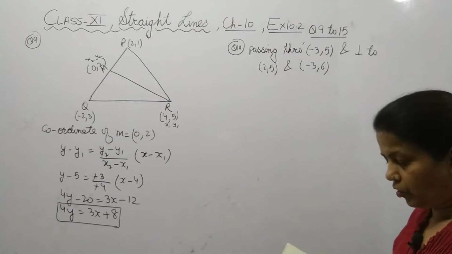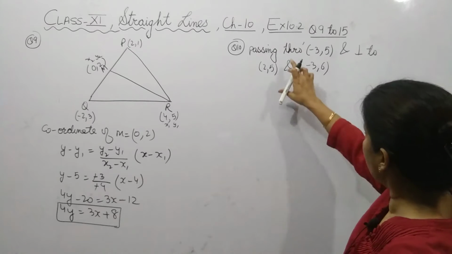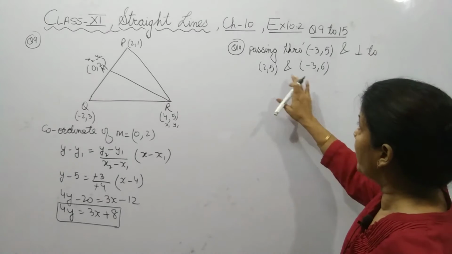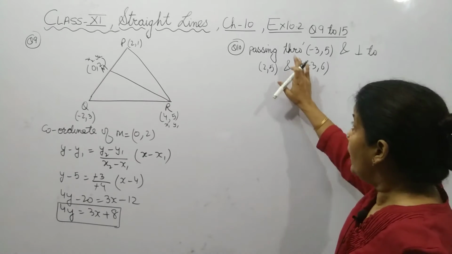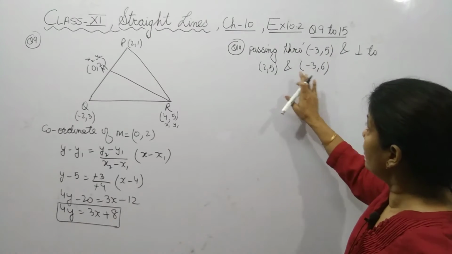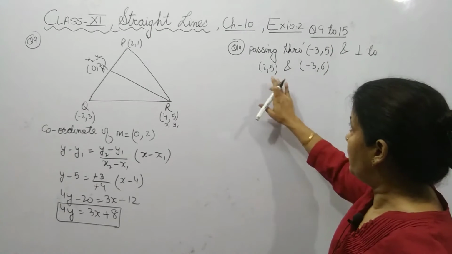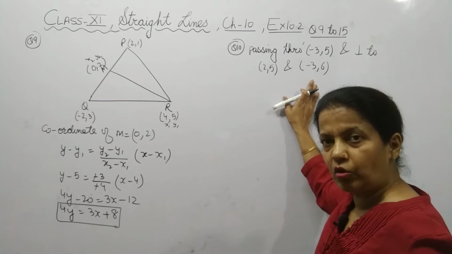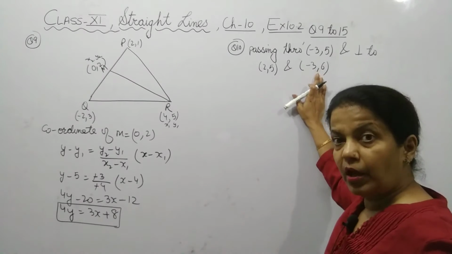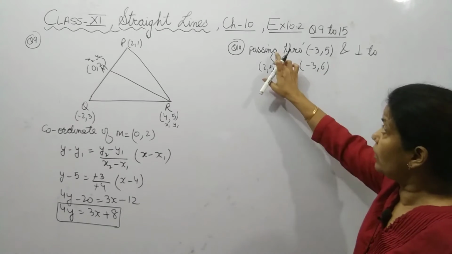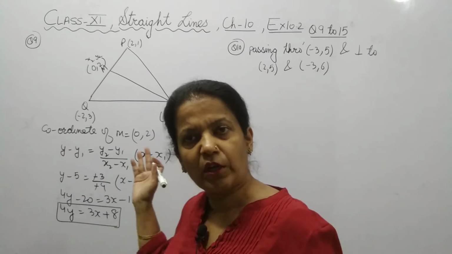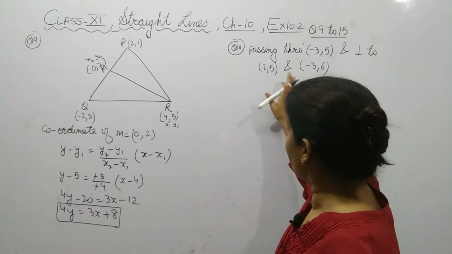Question number 10. Question 10 is: find the equation of the line passing through this point and perpendicular to the line passing through these 2 points. So the line which is passing through this point is perpendicular to the line passing through these 2 points. First of all we will find the slope of this. Since the given line whose equation you have to find is perpendicular to the line which you will make from here.